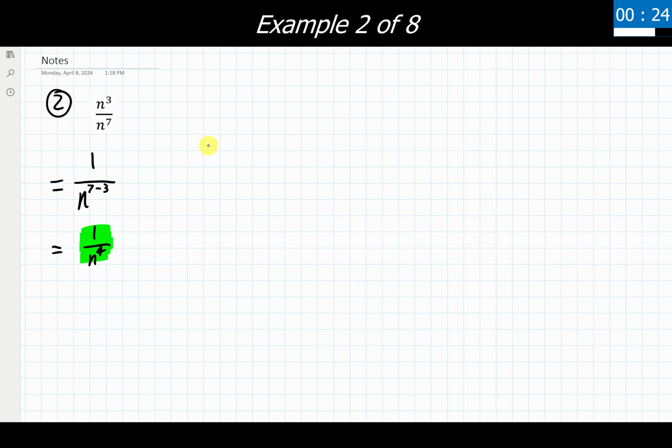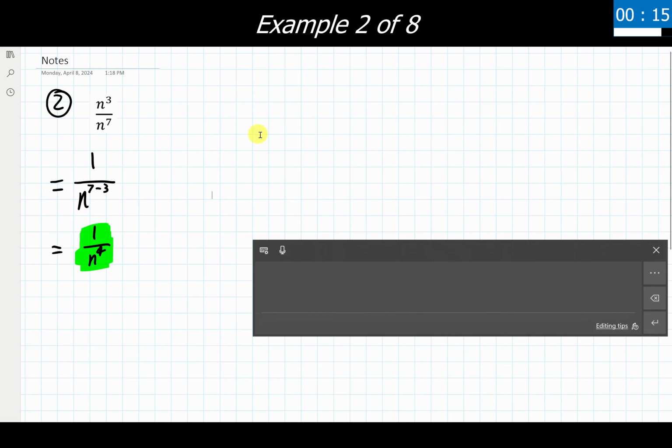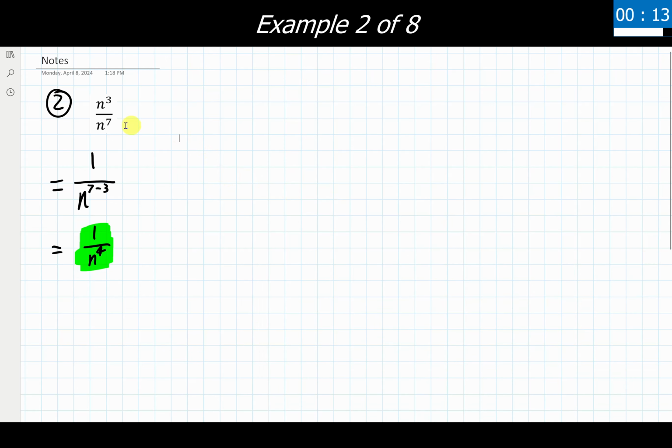So make sure when you are working with these quotient properties, before you actually do the subtraction, that you are taking time to notice which spot, the numerator or the denominator, has the higher exponent value, because that's going to determine where your answer is going to end up, either the numerator or the denominator spot.